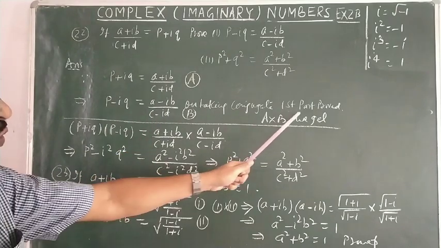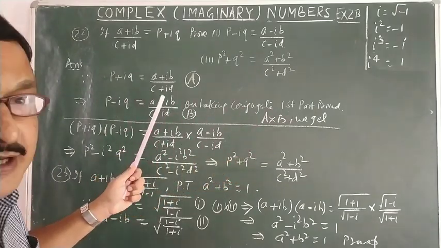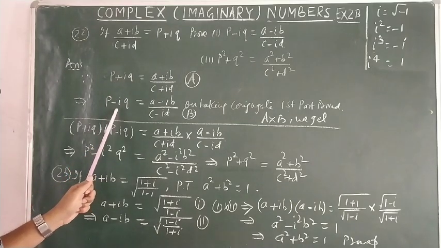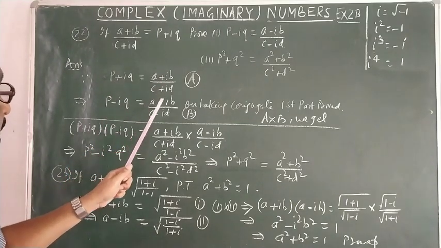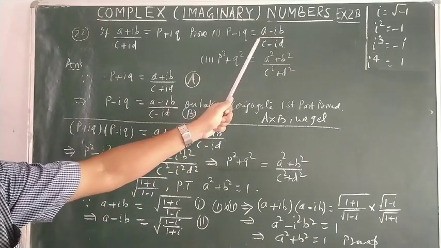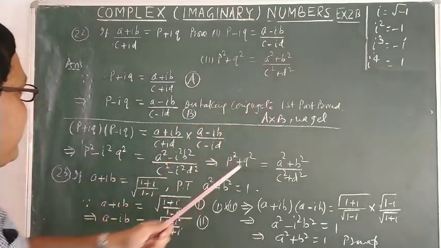Now, taking the conjugate, p + iq becomes p - iq; the sign is changed. Again plus becomes minus, plus becomes minus. So this is the first part proved. Simply by taking the conjugate, the first part is ready.